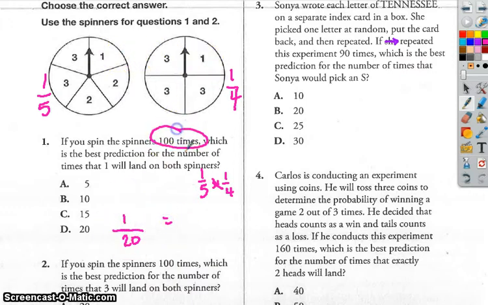So you take 100 times that you spin those spinners, put it into a proportion, with X here. And you can see here that if you multiply 20 by 5, you get 100. Do the same thing up here. 1 times 5 is 5. So 5 would be the correct answer there.